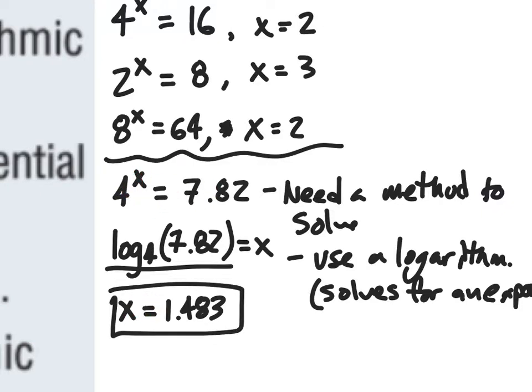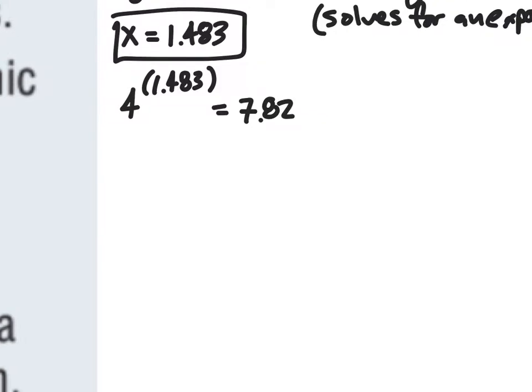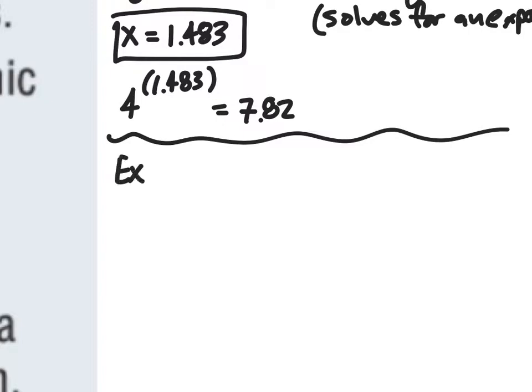So if I were to take 4 to the 1.483 power, that would give me 7.82. The whole point of a logarithm is to solve for an exponent. That's the idea. So what we want to do is write out, going from exponential form to logarithmic form.